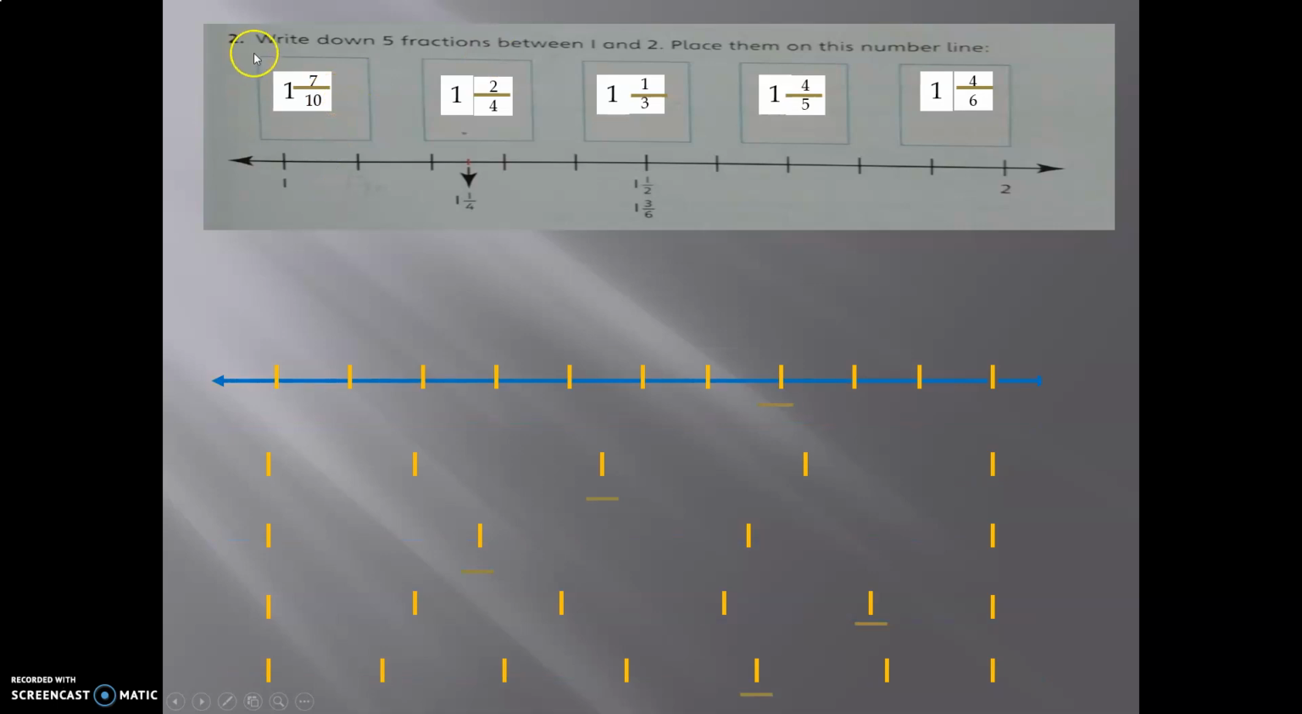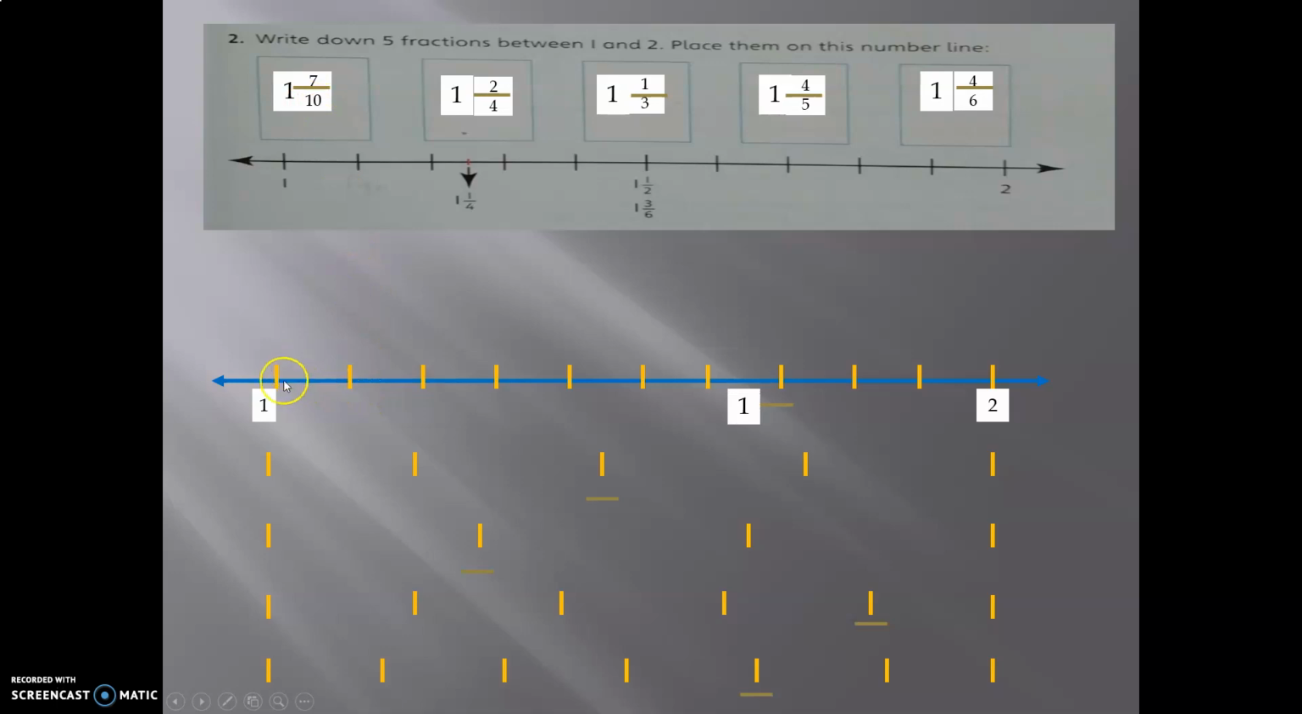So the first fraction I have, or the first mixed number, is 1 and 7 over 10. So I need to start my number line from 1 to 2. And I need to cut my line into how many equal parts? I need to look to the denominator. It told me that I need to cut my line into 10 equal parts.